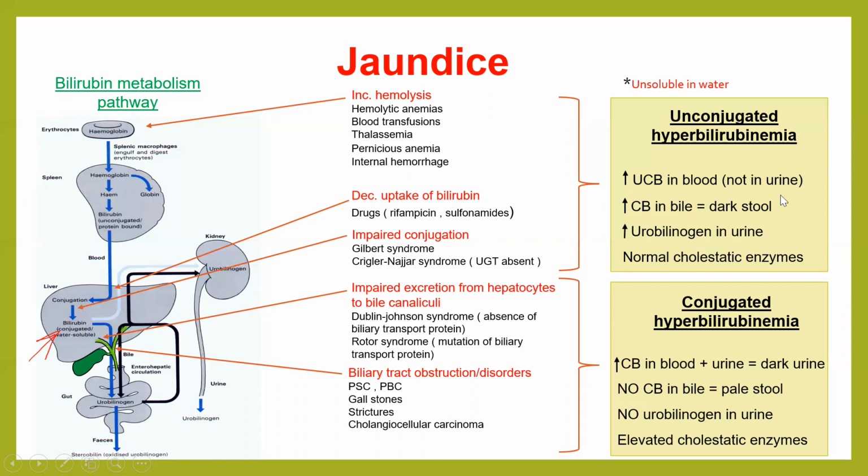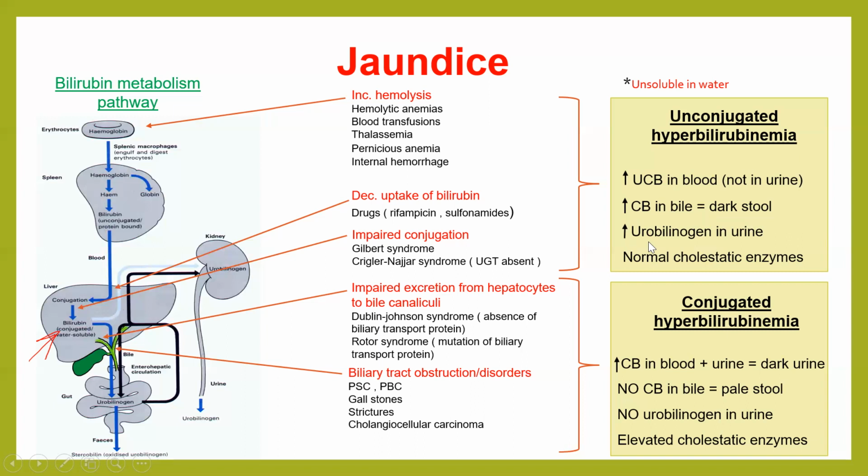bilirubin in the blood, not in urine, because it never got the chance to be turned into urobilinogen. And so we have increase of conjugated bilirubin in bile. So when we talk about unconjugated bilirubin, it is insoluble in water and it has nowhere to go. So basically it's stuck in the blood and it's waiting for its chance to be conjugated. So that is why we have an increase in the conjugation and increase in the conjugated bilirubin in bile, which is causing the dark stool.